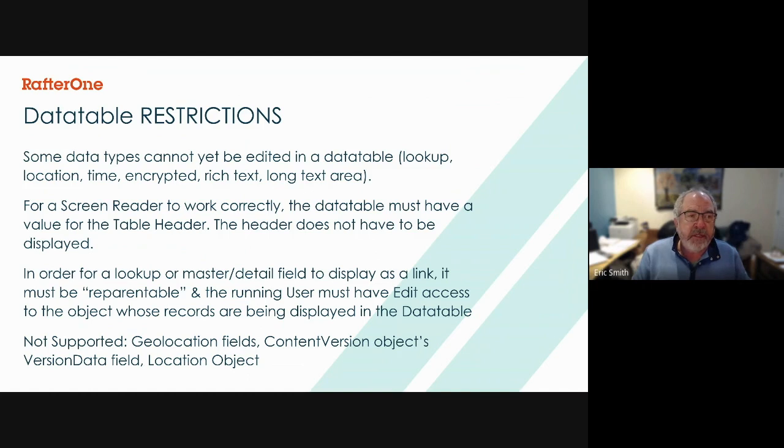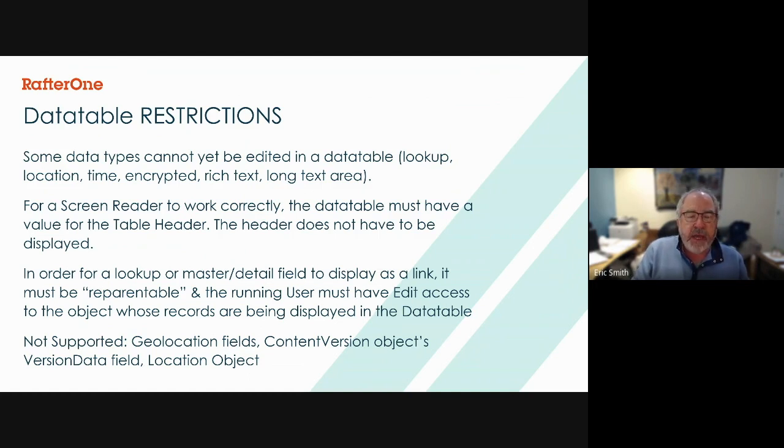If somebody is visually impaired and they're using a screen reader, make sure that you have a value for the table header, because that's how a screen reader knows to go and find a data table, and then that would allow the person to step through the rows and columns. It has to have a table header to be able to do that.